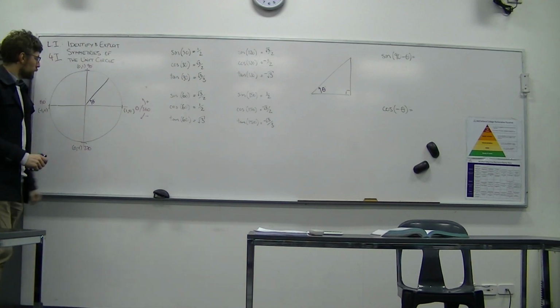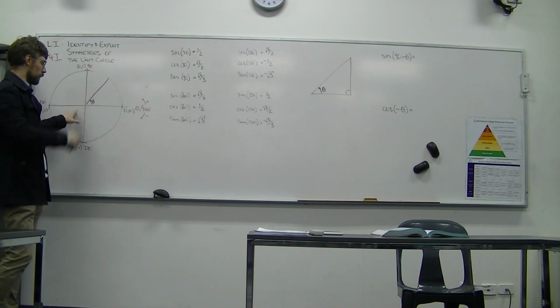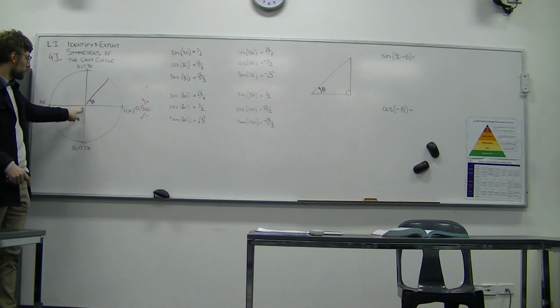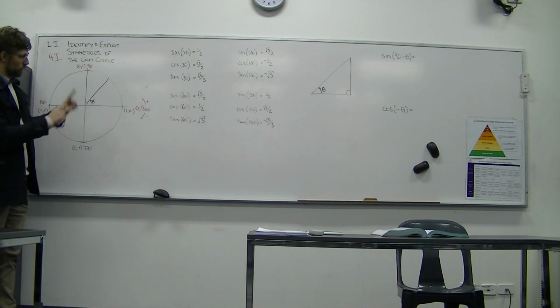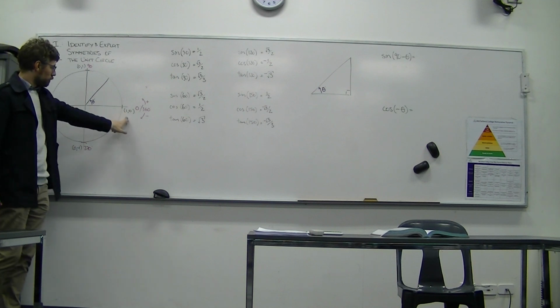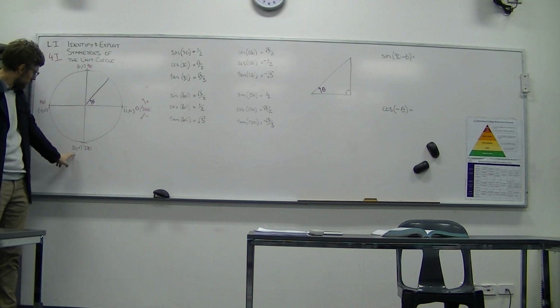Here is a unit circle. A unit circle is, unsurprisingly, a circle centered on the xy plane, so the Cartesian plane, at 0, 0. It has a radius of 1, hence the name unit circle. 1 unit, it's a circle. So we've got 1, 0 over here, negative 1, 0 over there, 0, 1 up here, and 0, negative 1 there.